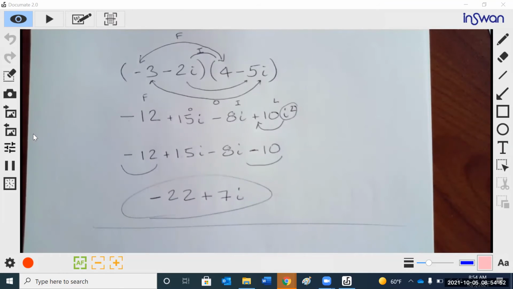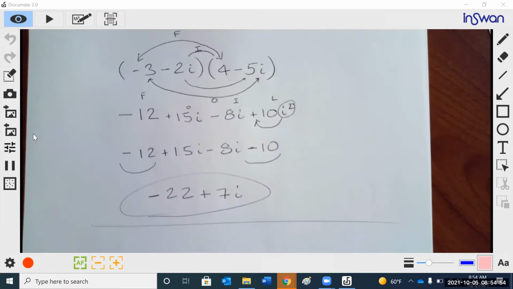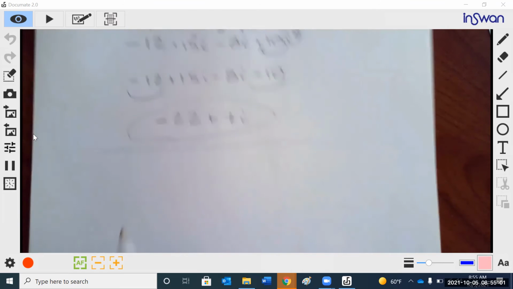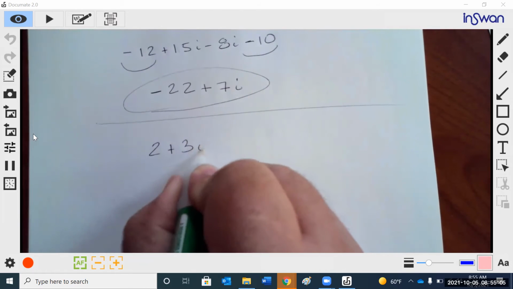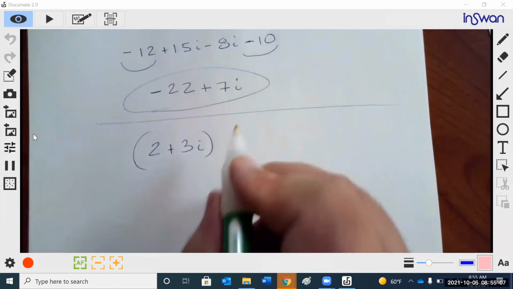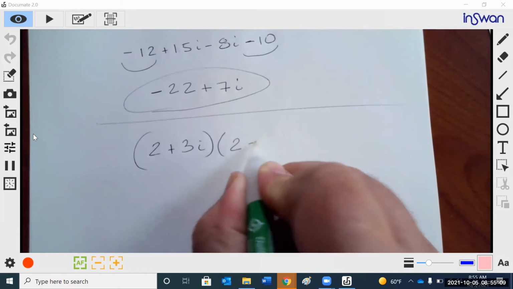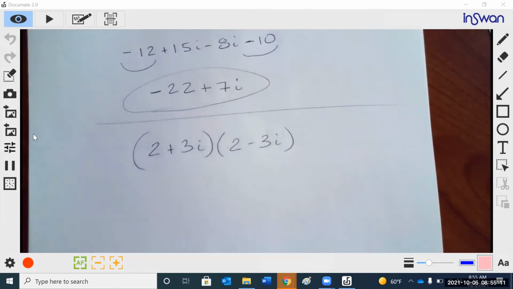Getting better? Let's put two more up there to get more comfortable. These next two I'll put up, the solutions will be interesting. 2 plus 3i, 2 minus 3i.